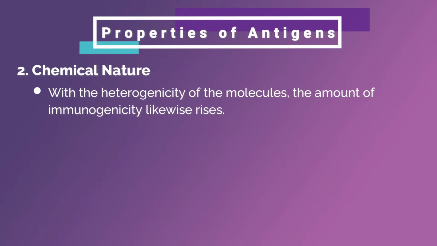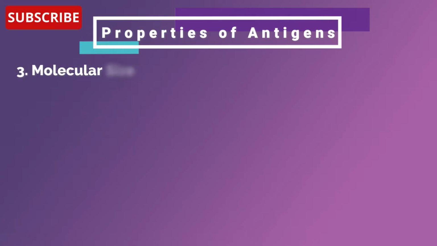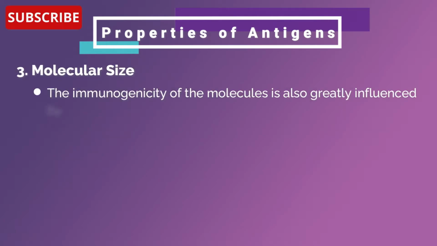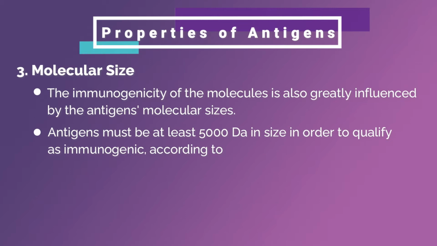With the hydrophilicity of the molecules, the amount of immunogenicity likewise rises. Generally speaking, homopolymers are less immunogenic than heteropolymers. Number 3. Molecular size. The immunogenicity of the molecules is also greatly influenced by the antigen's molecular size. Antigens must have at least 50,000 daltons in size in order to qualify as immunogenic according to accepted standards.